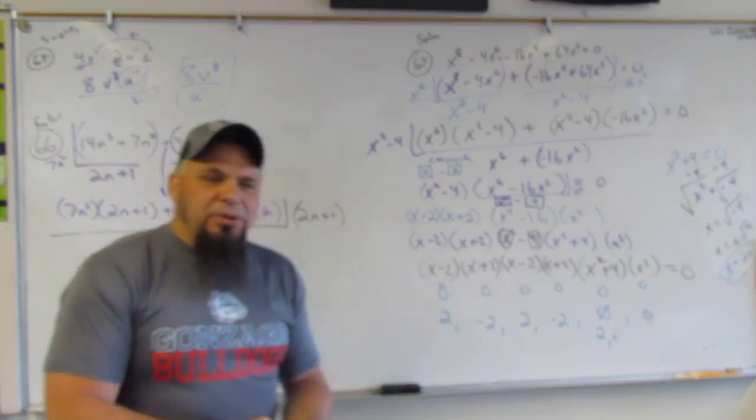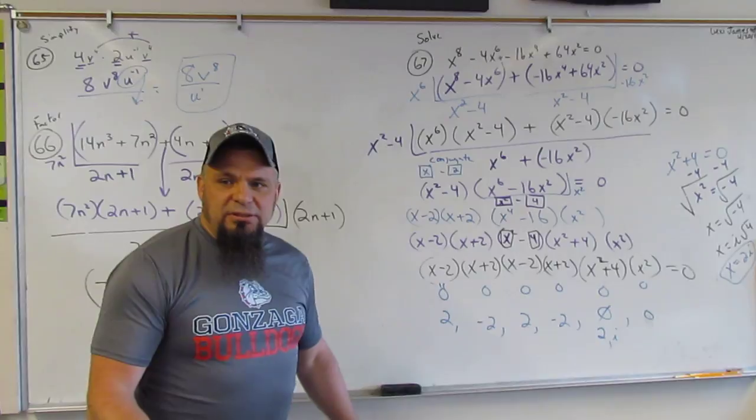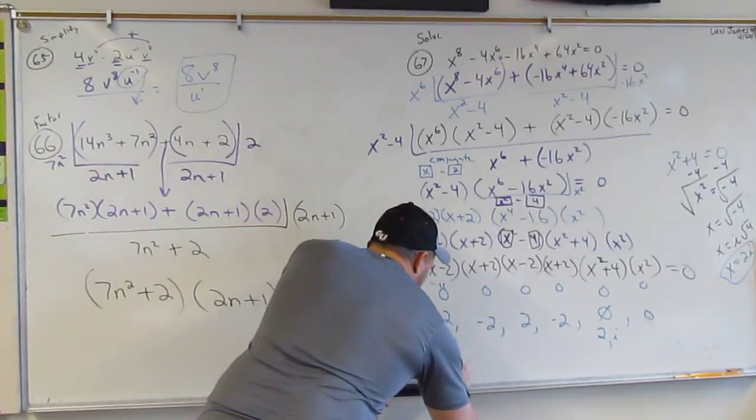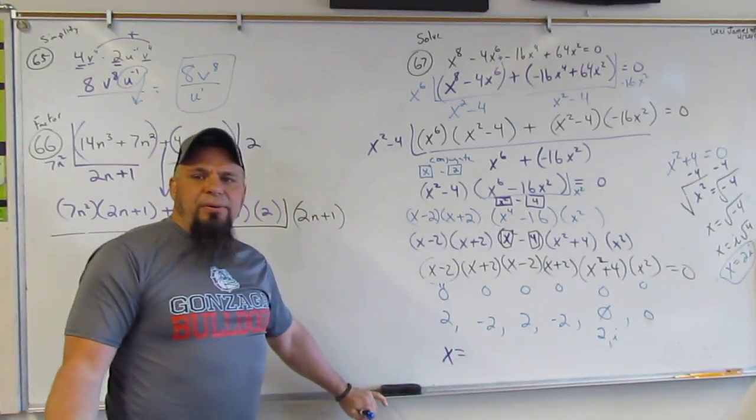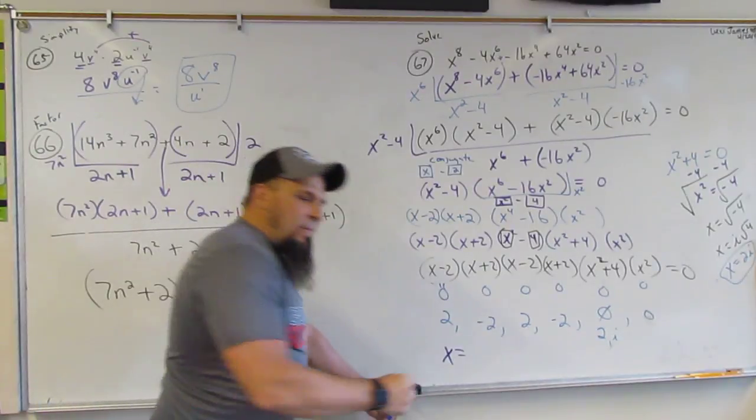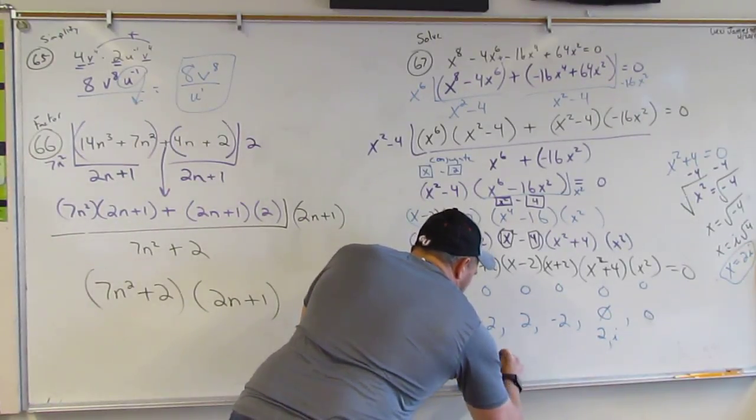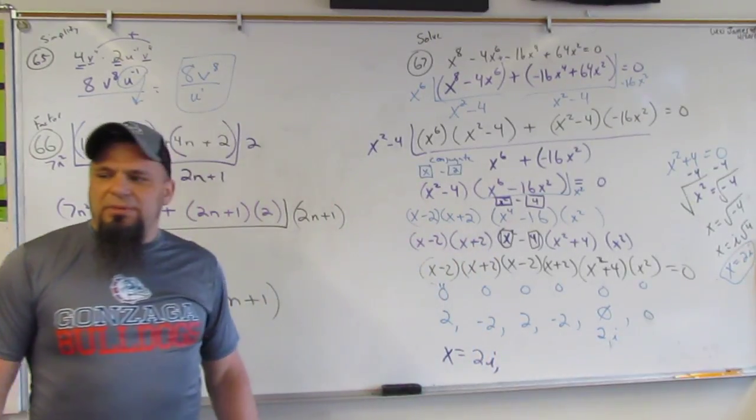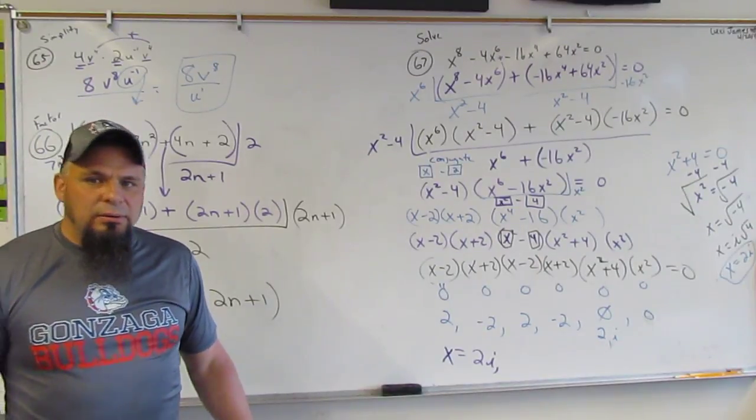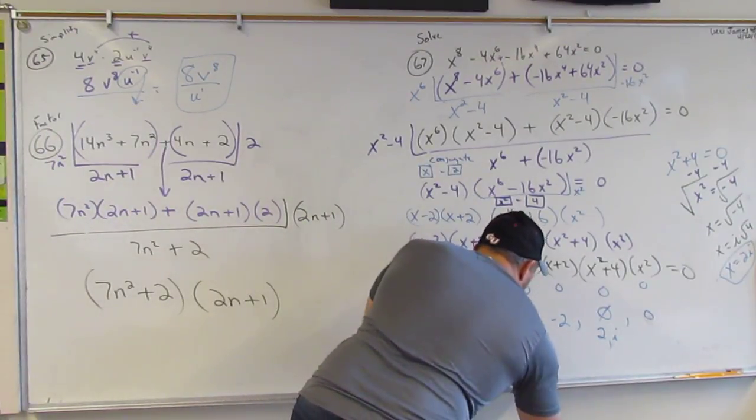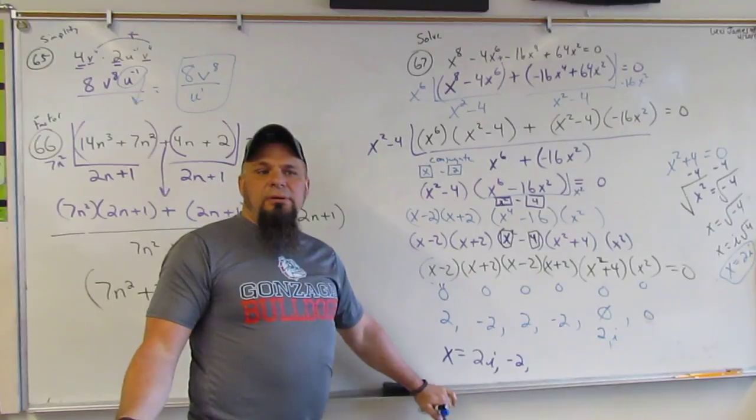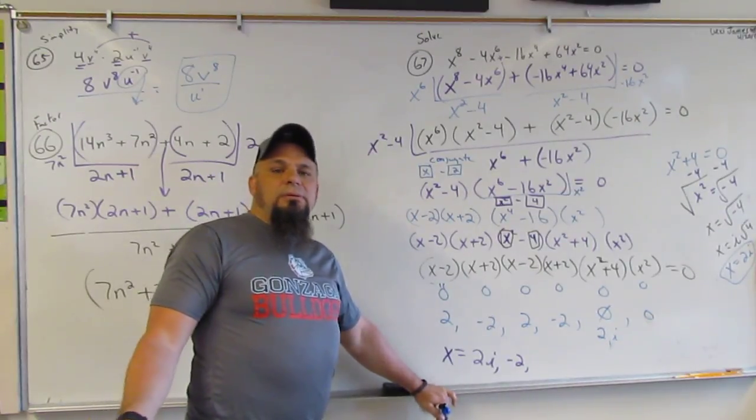Now, which numbers are the same, which numbers are different? So, how many answers are there? x is equal to what? Let's start with 2i. What else? What's the lowest number? Negative 2. 0.